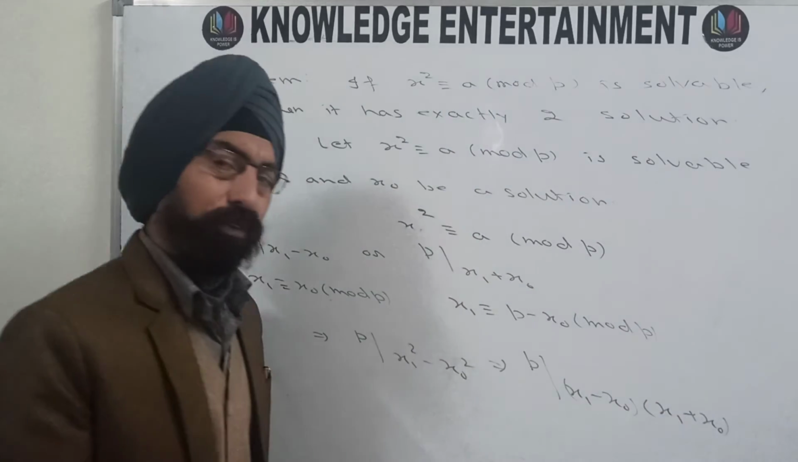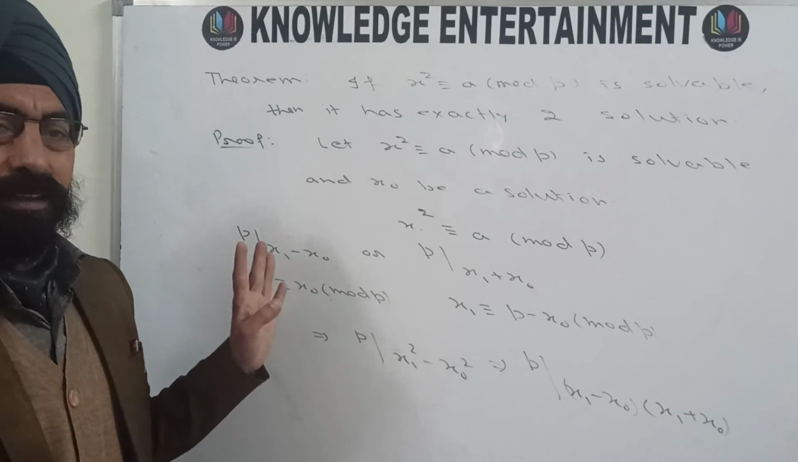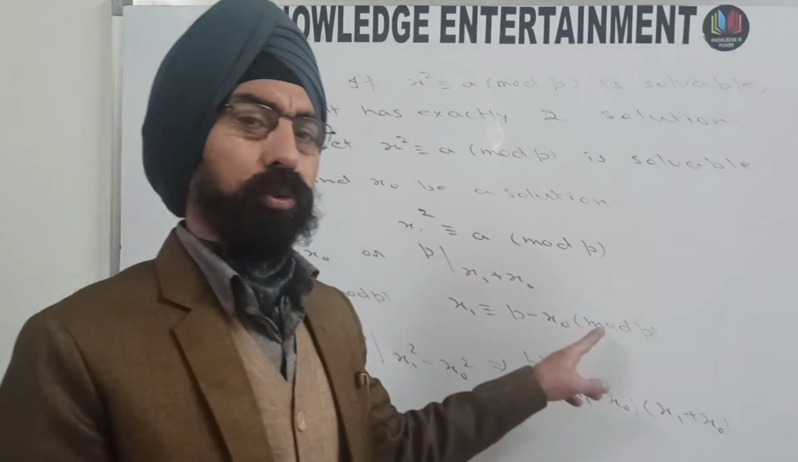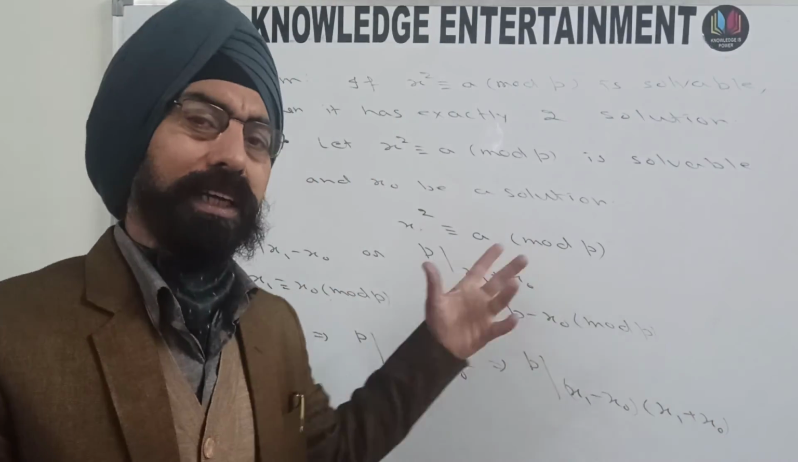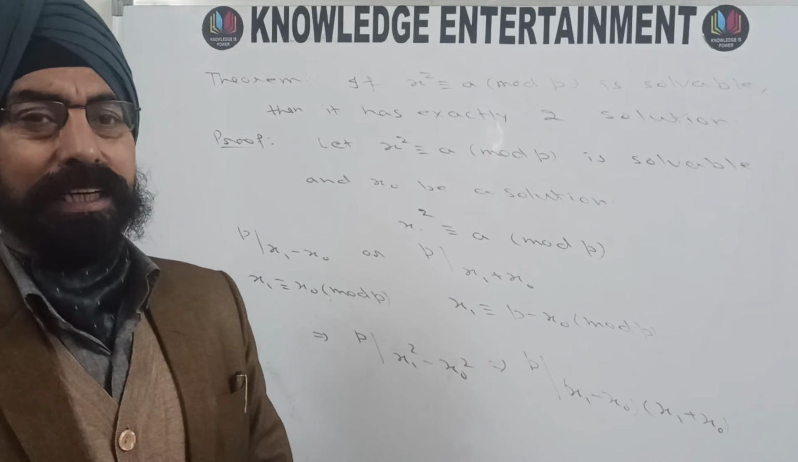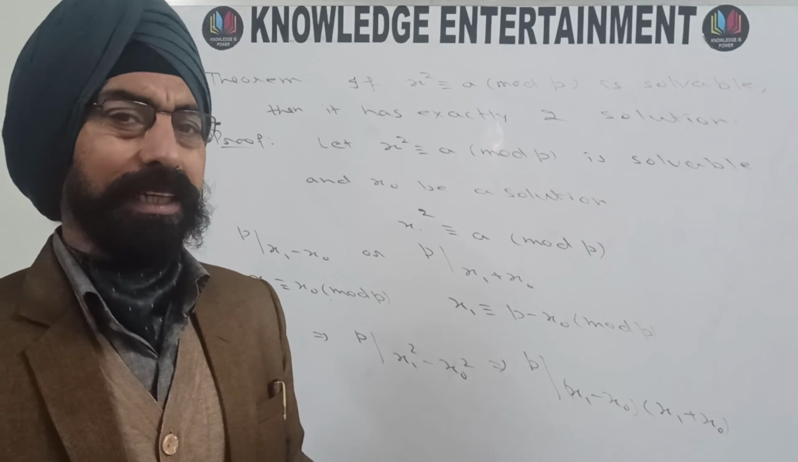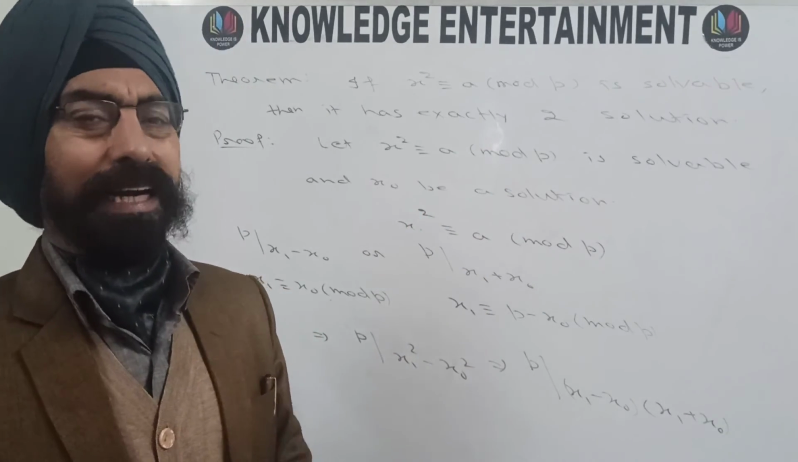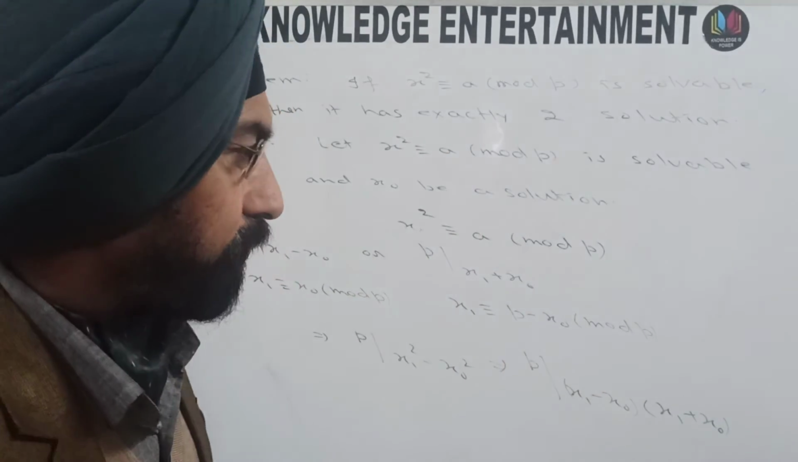So that means if you have any other solution x1, then the solution x1 is either congruent to x0 or congruent to p minus x0 modulo p, which are already the two solutions which are incongruent to each other. So that means there is no third incongruent solution of this quadratic equation, and hence we have proved this theorem.